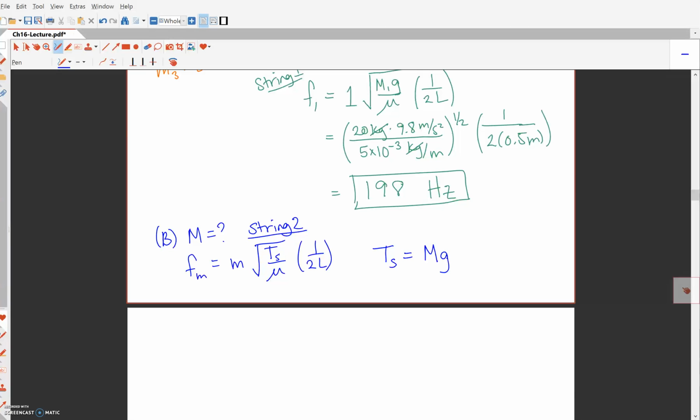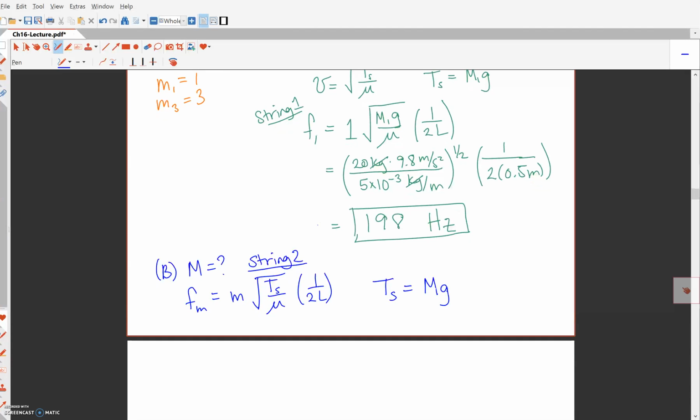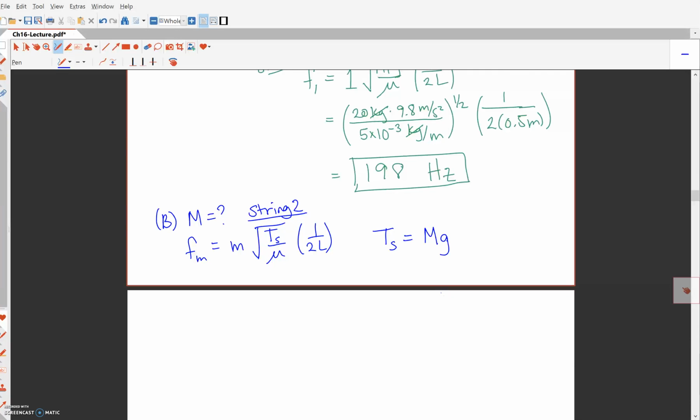solve for m. Okay, so little m, remember, that's the mode number. Oops, that's supposed to be a 2 here. Little m2 is 3 because string 2 is in the third mode. I hope these subscripts aren't getting confusing. So basically, we want to rewrite this as F3 is equal to 3 times the square root of the unknown mass times g over mu, times 1 over 2L. Solve for m.